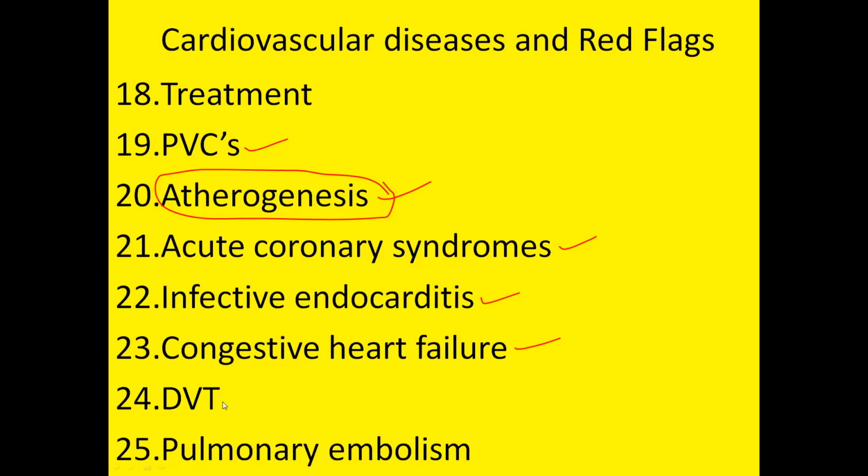DVT, this is a deep venous thrombosis. This is a blood clot in one of the deep veins. And why is it important? Because you can get a pulmonary embolism from it. And you can also have a stroke, and I'll go through how you can get a stroke from that.